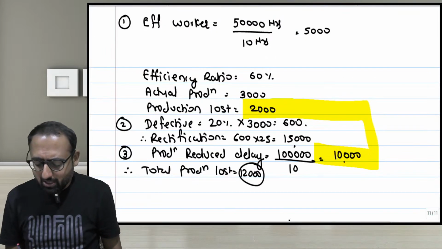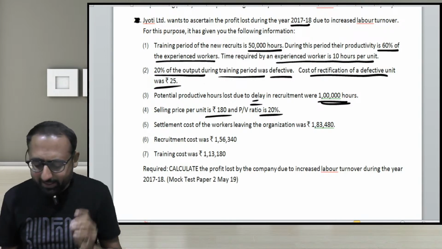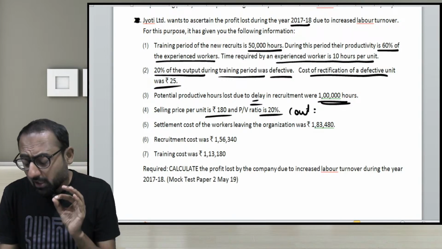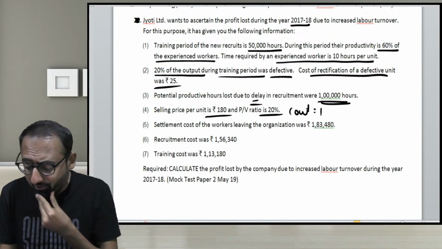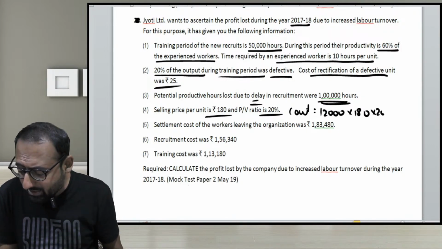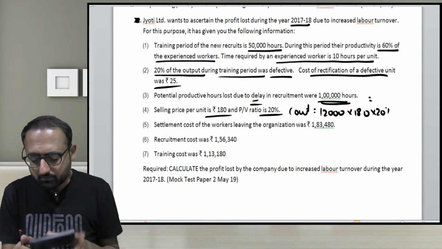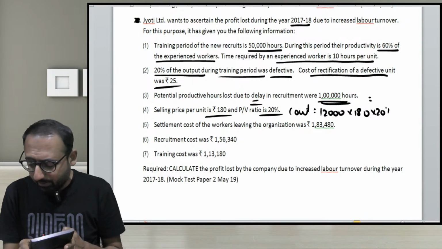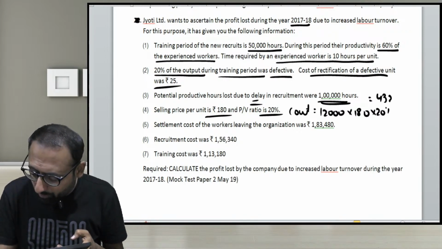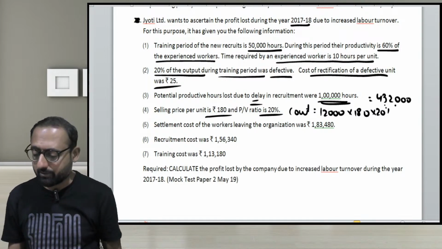Okay, sir. So immediately I will calculate, guys, how much contribution is lost by those 12,000 units. Guys, 10,000 plus 2,000, 12,000 units lost. Multiplied by selling price 180 into 20% will be the contribution lost. I'll write the answer above. So 12,000 multiplied by 180 multiplied by 20%. So 4,32,000 rupees contribution lost due to that reduction in production.